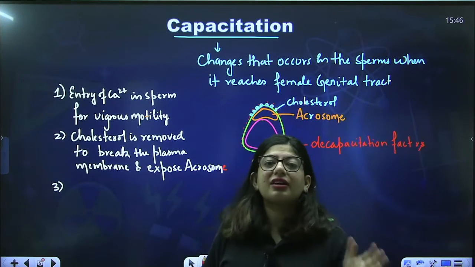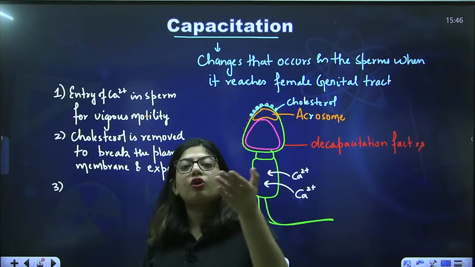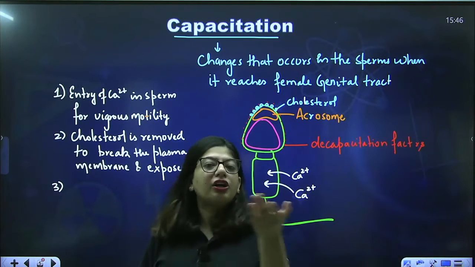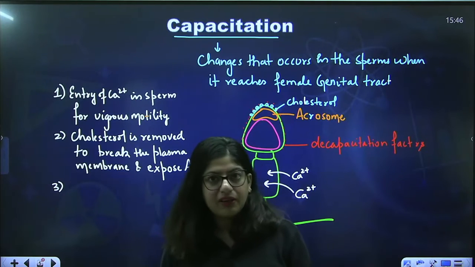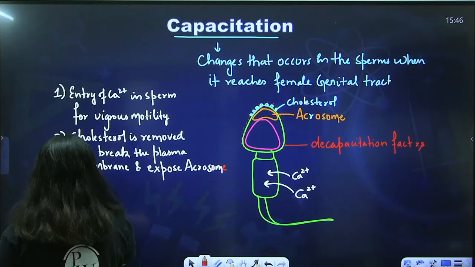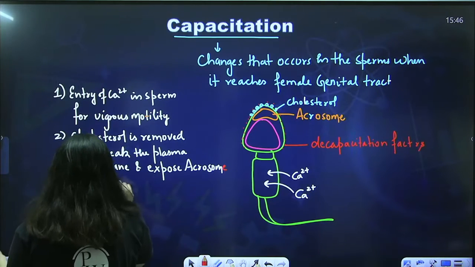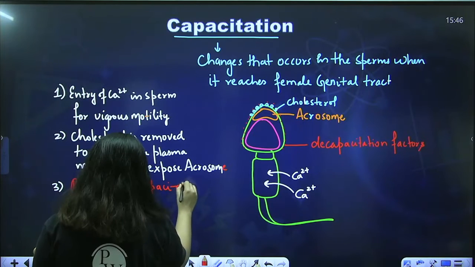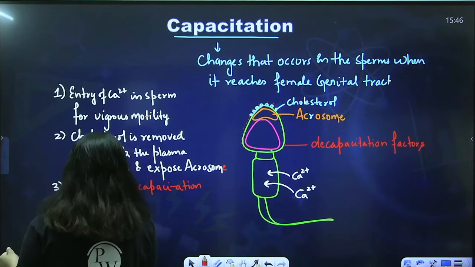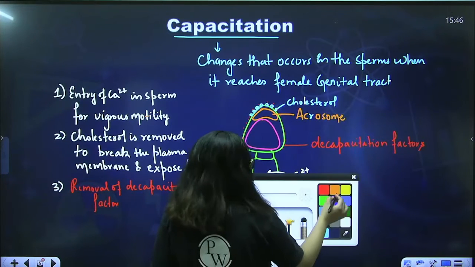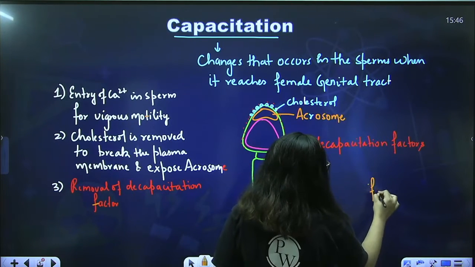So nature has given the opportunity, why not to make capacitation in the female tract, because after that fertilization will take place, right? So the epididymis gives these decapacitation factors. So removal of the decapacitation factor is the first step in capacitation, right? Because after capacitation, what will be the lifespan of sperm in the female tract?